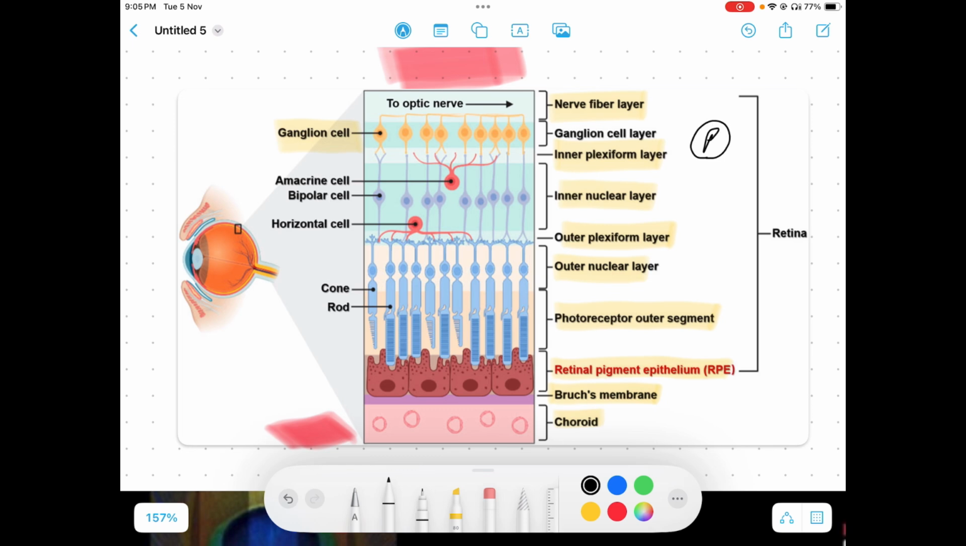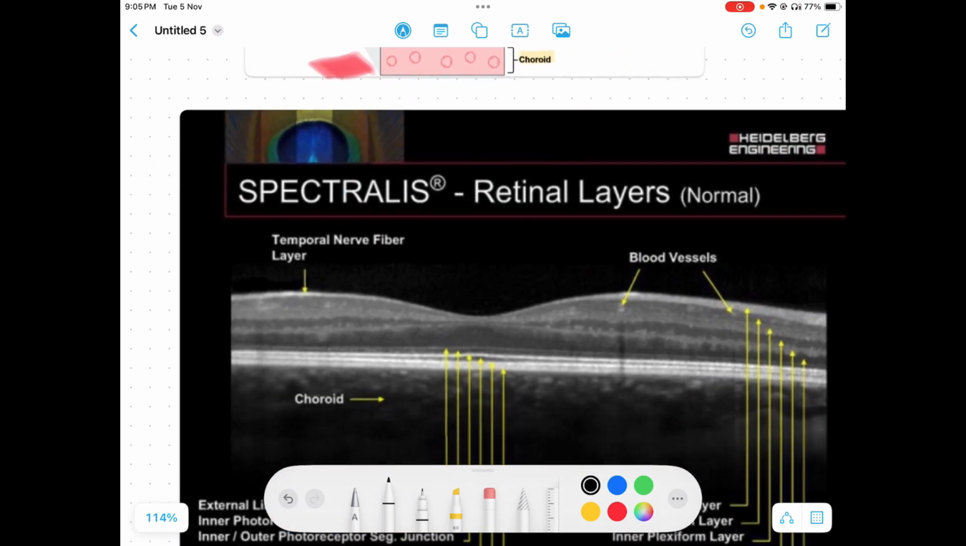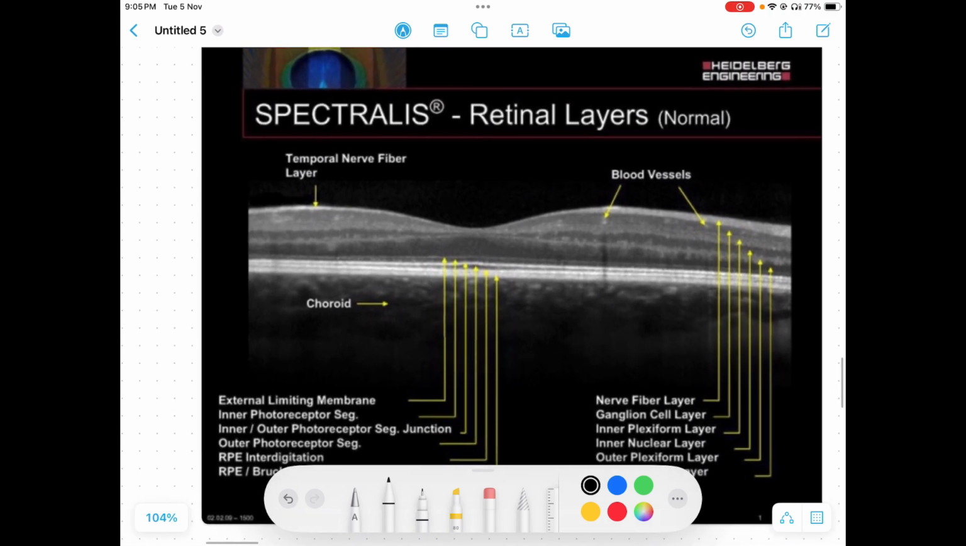In the layers of the retina, an important thing to remember is that the plexiform layer is always inner to the nuclear layer. So P is always inner to the N. The inner plexiform is inner, the inner nuclear is outer to the plexiform, and similarly the outer plexiform and the outer nuclear layers. Now let's look at their representation on the OCT imaging.